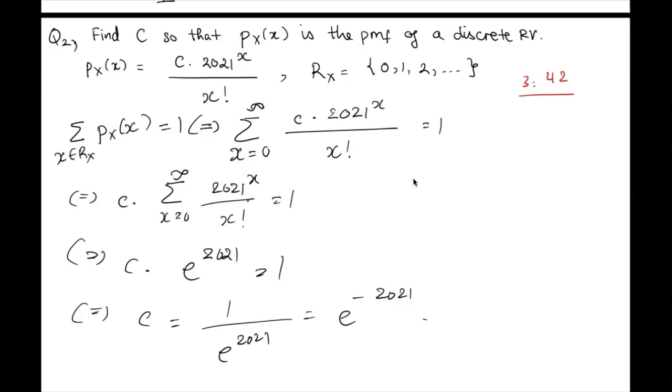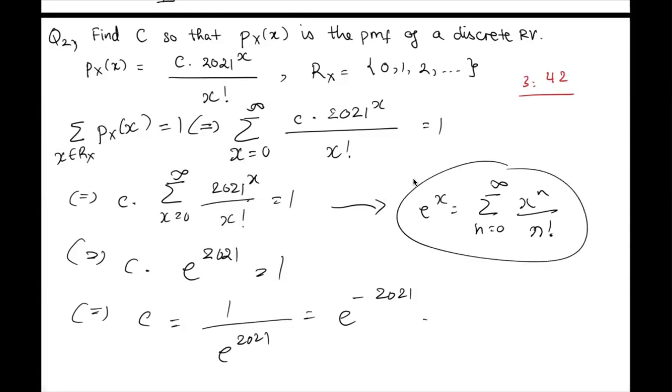Any question about what I just did? This formula won't be provided on the exam, right? Yes, it will not be provided in the final exam. You need to know it. Just keep in mind it involves the index starting from 0. If it starts from 1, it is not equal to e to the power of 2021.